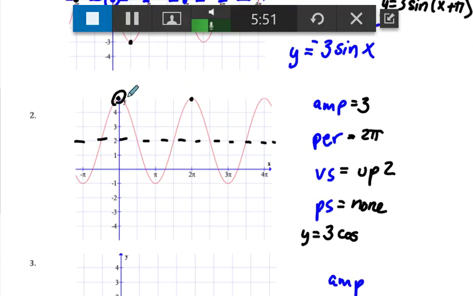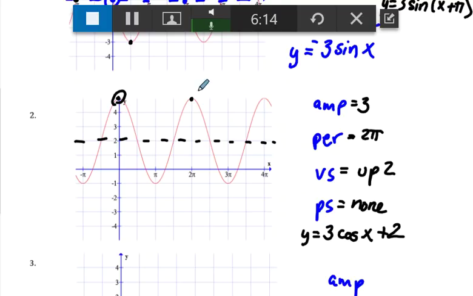Remember, cosine normally starts high, so that's a positive cosine. If you start down here, it's a negative cosine. And then x. And then plus what? Plus 2, thank you. Are there more equations for number 2? Raise your hand if you have another equation for number 2.